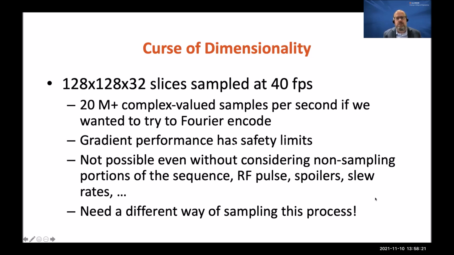I have to spoil the signal from the previous set of spins that I excited. And so I can't use the entire time in order to get that data too. So there's no way to sample this with the snapshot approach. We need a different way.